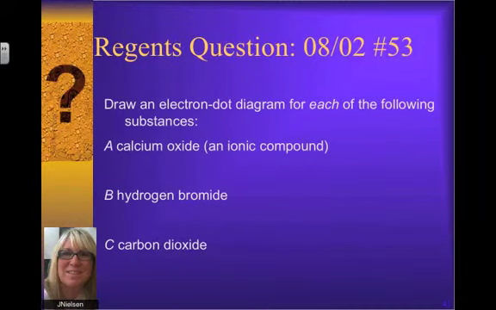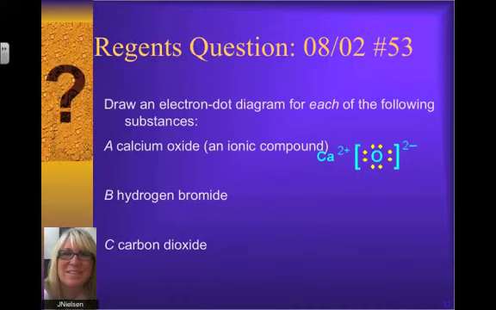Draw an electron-dot diagram for each of the following. Calcium oxide. Well, calcium is Ca, 2 electrons. Oxygen has got 6 valence electrons, so that's a 1-to-1 ratio. Ca gave up 2, oxygen gained 2.